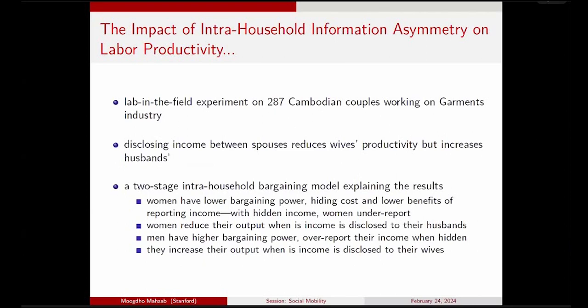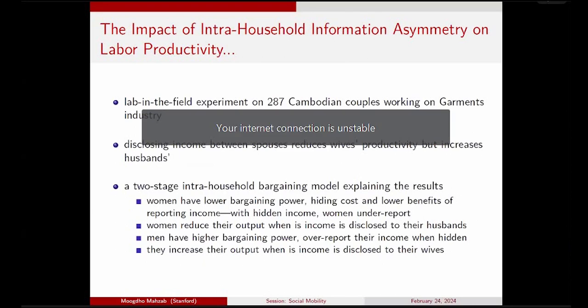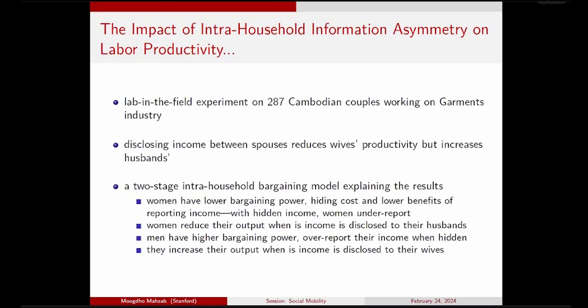Moving on to the third paper. This paper is based on Cambodia, and they have done a lab in the field experiment on 287 Cambodian couples working in the garments industry. In this particular experiment, they disclose income between spouses, and they show that it reduces the wife's productivity but increases the husband's. It's a very nicely done experiment. I really like the way the experiment was conducted. It's very clean, it's clear to understand what's going on, and it answers a very important question that we need to answer right now in terms of intra-household bargaining power, especially the gender gap, the gender divide, in this particular aspect.